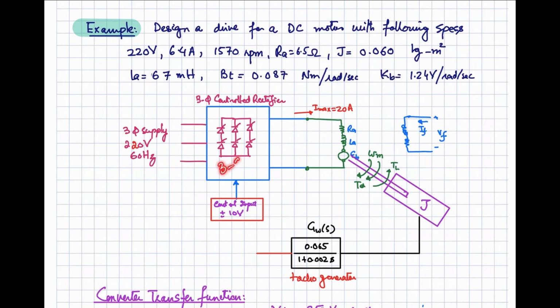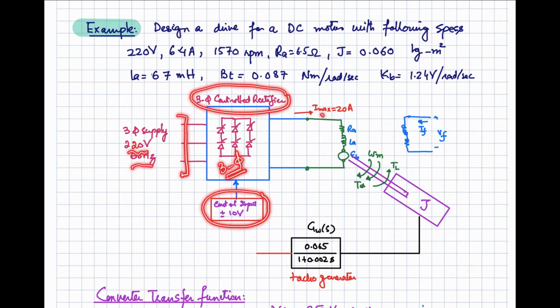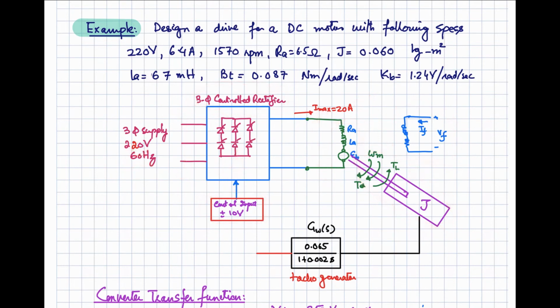We have the three-phase converter circuit. The control voltage is plus minus 10 volt, and this is taking the three-phase supply at 220 volt and 60 hertz, and the DC machine is connected over here. It is taking 20 ampere. This is representing the armature, this is representing the mechanical part, and this is the field part of your machine.